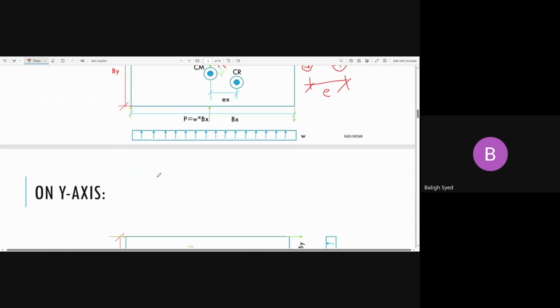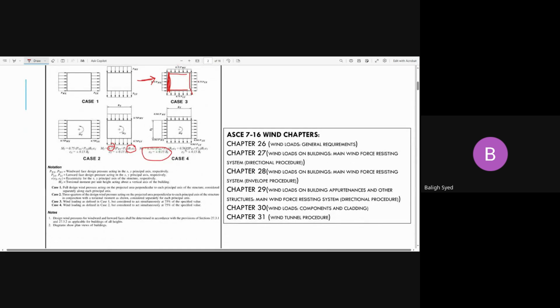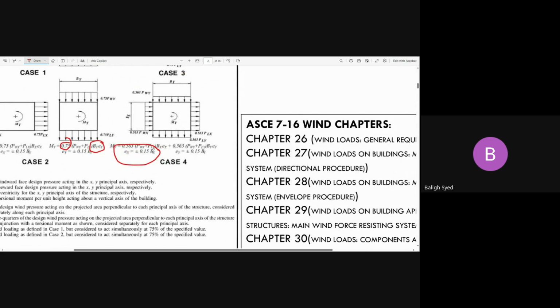Case 4, figure 27.3. Go back to your main. This is the main body, case 4. Okay, so what is the code saying? 0.563 windward leeward combined. Then you have the same thing. If you pay attention, 0.563, then you combine both of them.